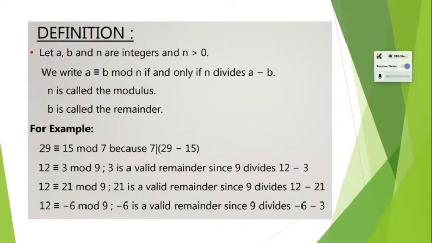So, definition. Let a, b, and n be integers and n is greater than 0. We write a is identical to b mode n if and only if n divides a minus b, where n is called the modulus and b is the remainder. Now, let's have this example. 29 is identical to 15 mode 7. So, let's try. Unahin muna natin yung 15 mode 7. So, it means na yung 15, i-divide natin to 7. So, that is 2, 14. So, ang remainder niya is 1.